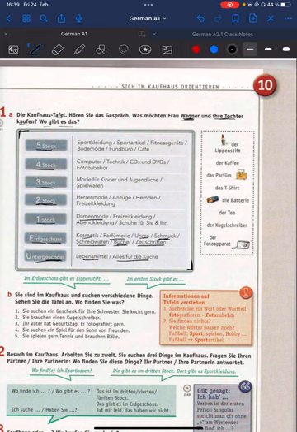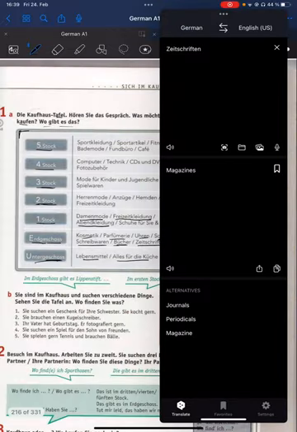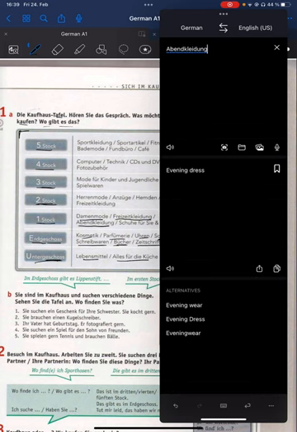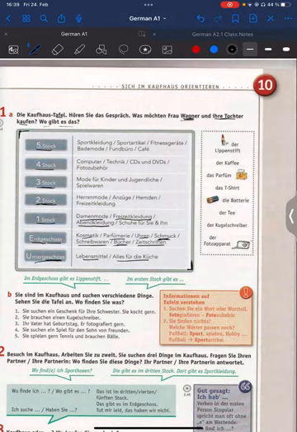Then Damenmode, women's fashion. Freizeitkleidung, casual clothes. Abendkleidung, evening clothes or party clothes. Let me search this. Evening dress, yeah, evening wear. But yeah, evening is different from Freizeit. Then Schuhe für sie und ihn. Okay. Shoes for her and him.